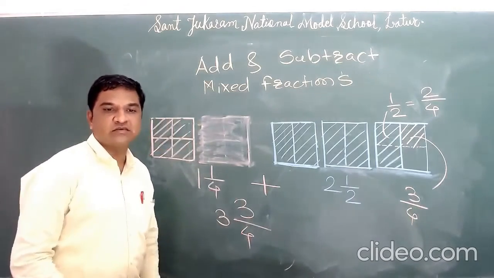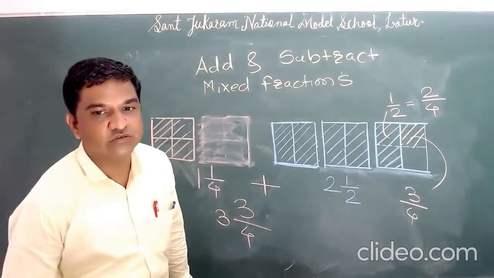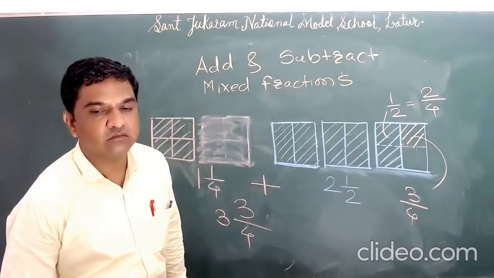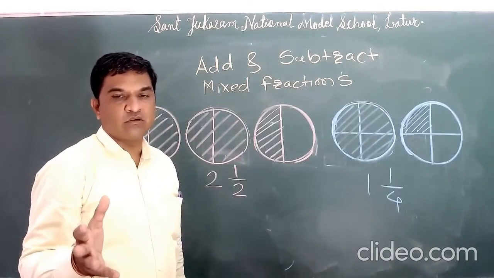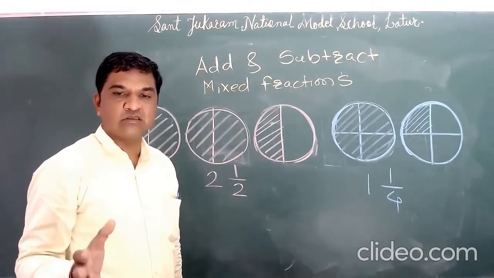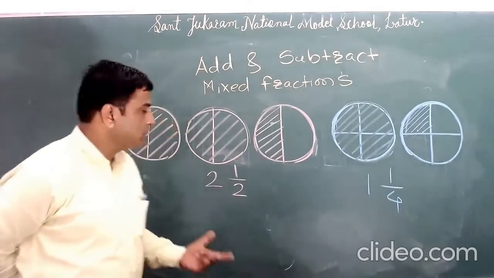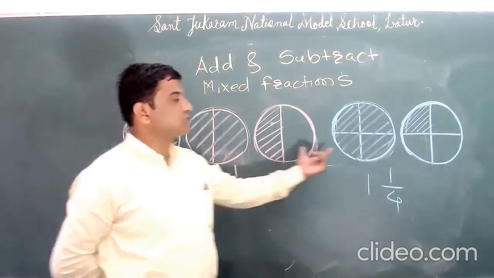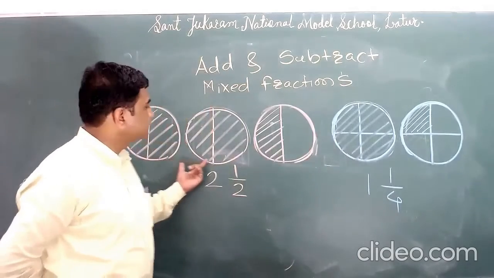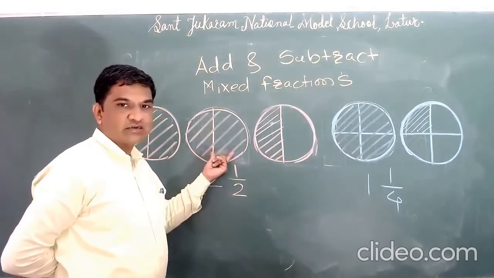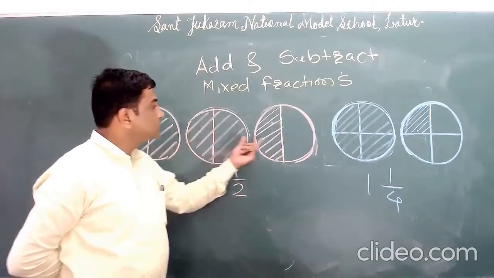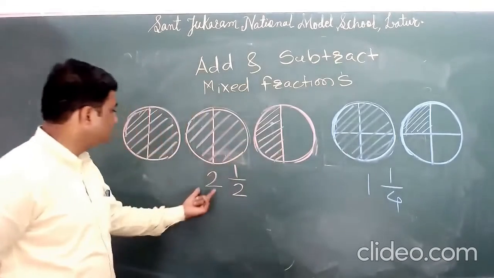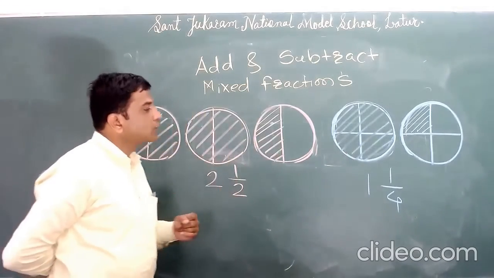We'll see one example of subtraction of mixed fractions using this graphical method. Now we will see one more example of mixed fractions, that is, the subtraction of mixed fractions. You can see we are having totally 5 circles which are of equal size. The first 3 circles are shaded in the pink color, in which the first 2 circles are completely shaded. The third circle is shaded half, so the fraction becomes 2.5.